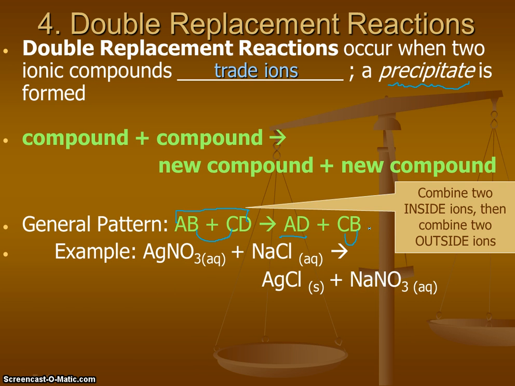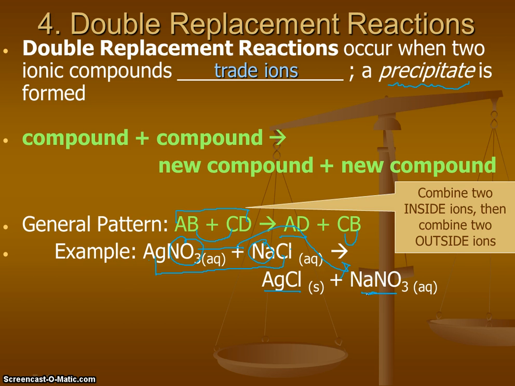So here's an example of what that would look like. I've got sodium and nitrate together. Silver and nitrate together, and then sodium and chloride together. The 2 outside ions are going to combine, the silver and the chlorine, so that becomes one product. I'm going to combine the 2 inside ions, which is the nitrate and the sodium. Those 2 together are my second product.